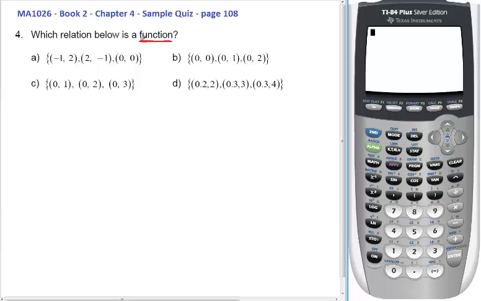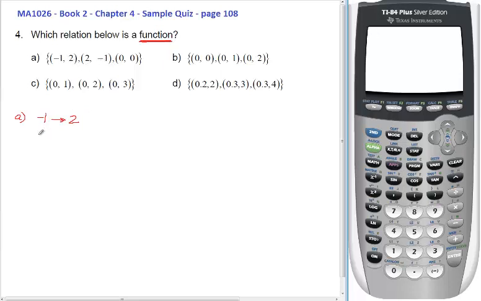Now a function is a relation where each x coordinate is mapped with only one y coordinate. The easiest way to check is to take the x value, so I'll do A right here. If I take the first x value, which is -1, and write it in mapping notation, I find arrows easier. So -1 maps to 2. Now, does -1 map to another number?